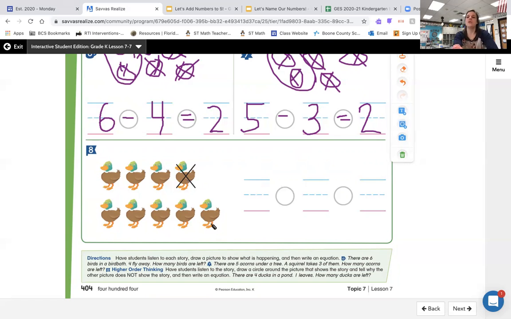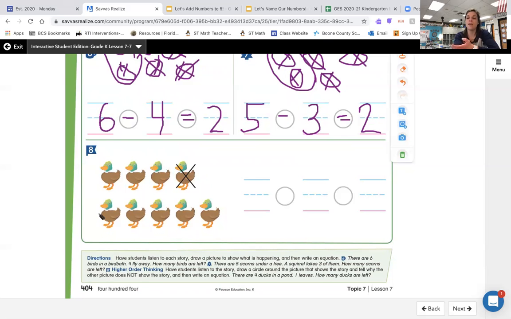Okay, so here's our story. It says there are 4 ducks in a pond and 1 leaves. How many ducks are left? So look at your 2 rows of ducks. We need to figure out which picture matches our story. So it says there are 4 ducks in a pond and 1 leaves. So is it our top row or our bottom row? How do we figure that out?